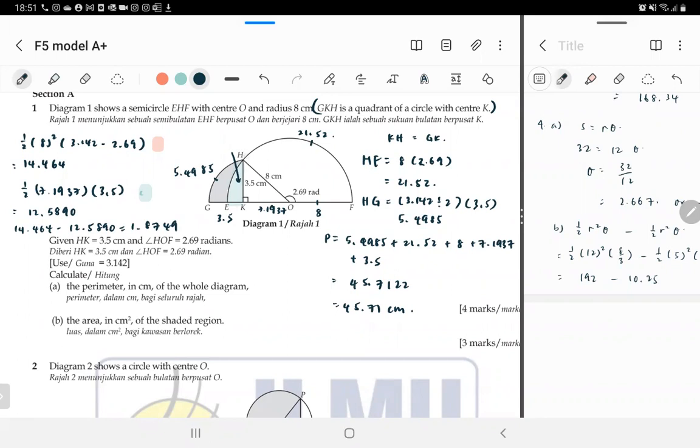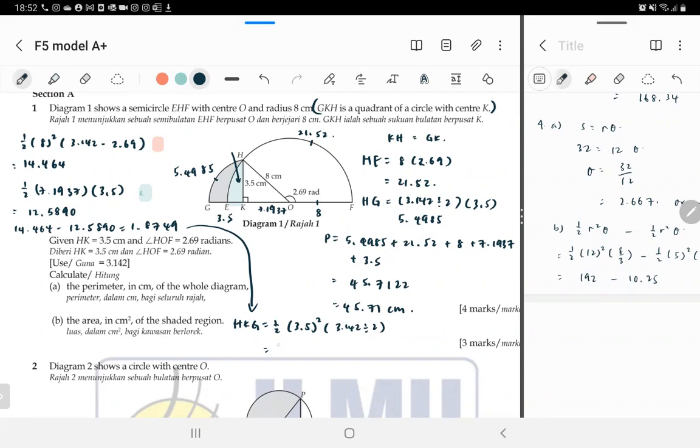And then if you want to get the shaded region, get the area of another sector, which is HKG. So I continue here. The area of HKG will be 1 over 2 r squared theta. So 3.5 squared, and theta will be 90 degrees, so 3.142 divided by 2. And then what do you get for this one? 9 point something, right?